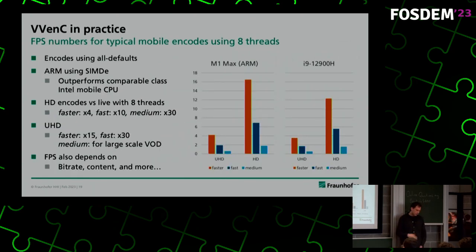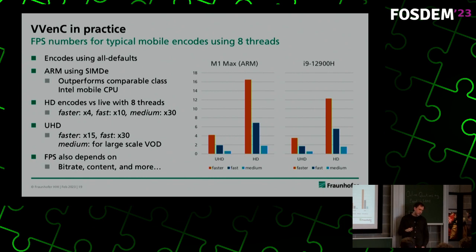All right, VVenC in practice. Everyone asks in the end, so what kind of FPS can you achieve? We did some encodes on mobile workstation kind of computers, using all defaults, which means 8 threads. For HD versus live, faster is around 4x live, so around 15 FPS. Medium around live times 30, so around 2 FPS. I'm talking about HD 60 FPS as live.